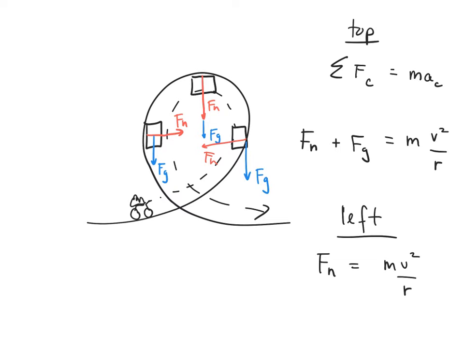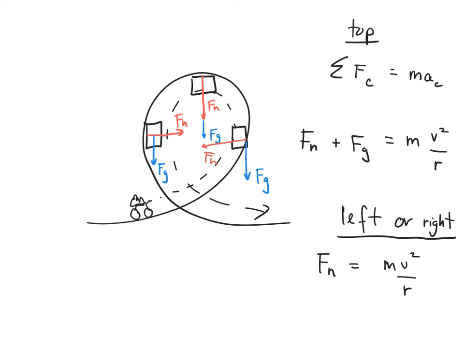So let's jot down left or right here. So the left position or the right position, either way, Fn acts toward the center of the circle. Wait, why are we ignoring Fg? Because Fg does not act toward the center, nor does it act away from the center. It acts tangent to the path. Remember, only forces that are listed under here are forces that act either away from the center or toward the center. That's all that is relevant.